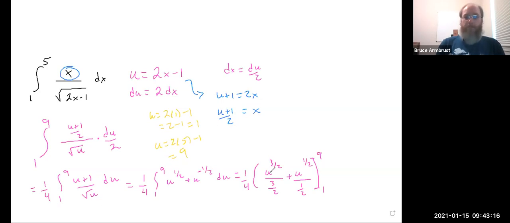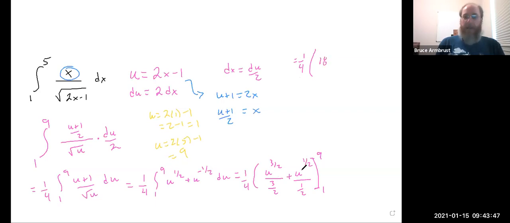All right, well, let's go ahead and just finish this off. Let's plug those numbers in. So I've got 1/4 times, when I plug in 9 to the 3/2, the square root, remember the half here is a square root. So the square root of 9 is 3. 3 cubed is 27. 27 divided by 3 is 9. Times 2 is 18. So that's 18.